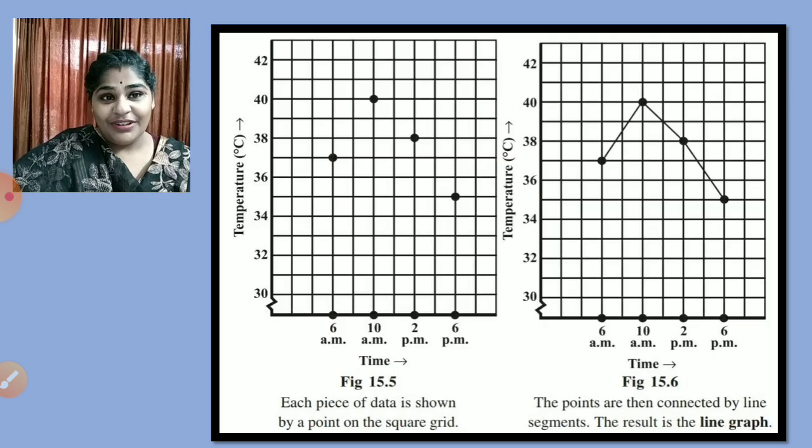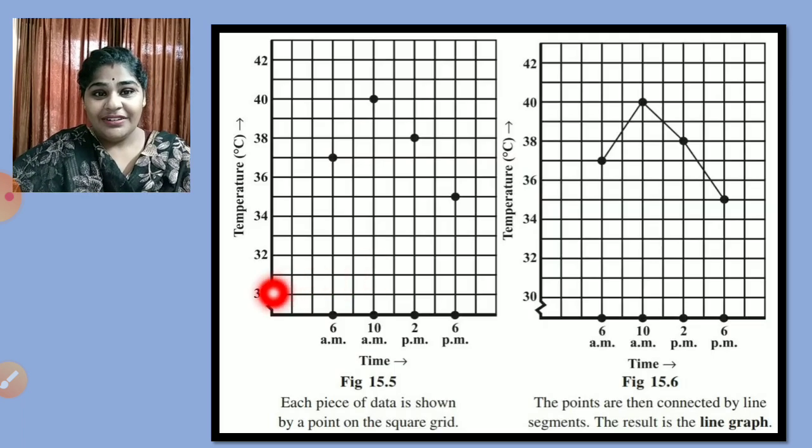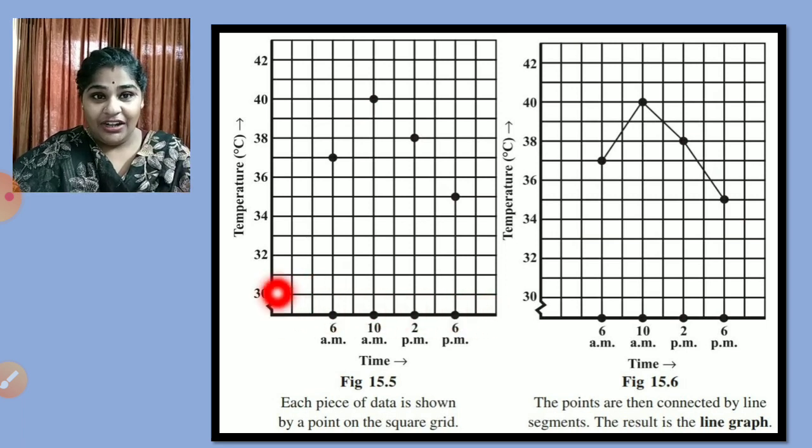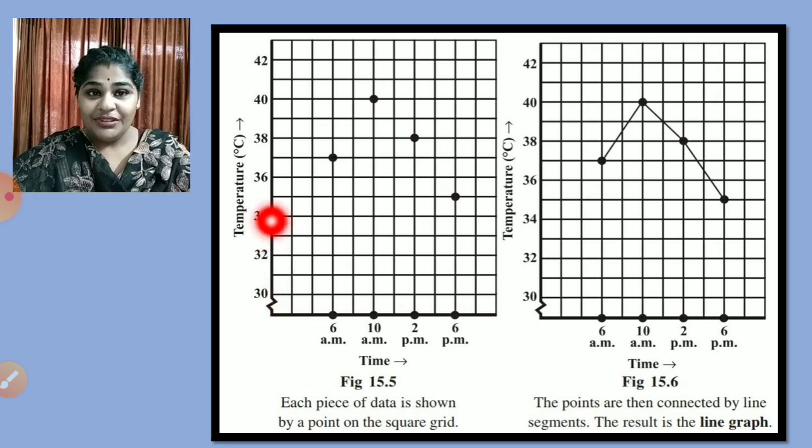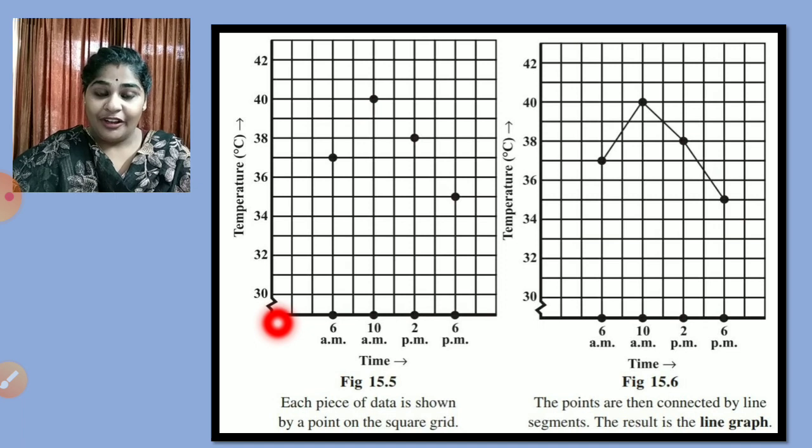So now you can see, children, we have first taken the x-axis and y-axis. On the x-axis we have taken time, that is 6, 10, 2 and 6 p.m. And here we have taken 30, 32, directly 30 because my data starts from 30 degrees, right? So 30, 32, 34, 36, 38, 40 and 42. And here a broken line is shown, which shows that from 0 to 30 degrees Celsius there is no data recorded, right?